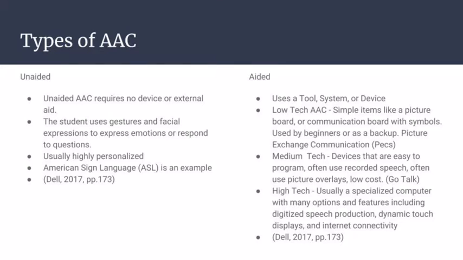Low-tech AAC involves things like a picture board or a PECS system, also known as Picture Exchange Communication. Medium-tech AAC involves easy-to-program devices that frequently use recorded speech and picture overlays. They are also low-cost devices. High-tech AAC involves specialized computers with many options and features, like digitized speech production, dynamic touch displays, and internet connectivity.